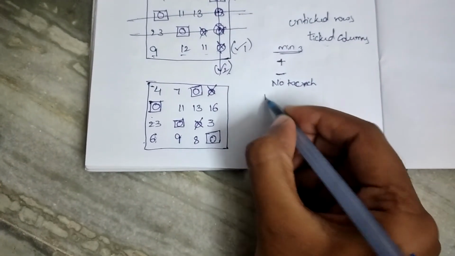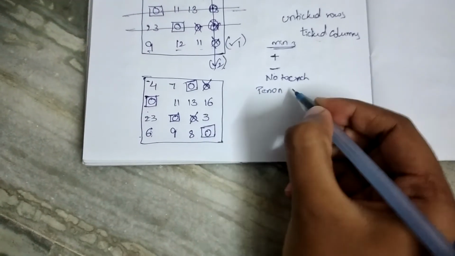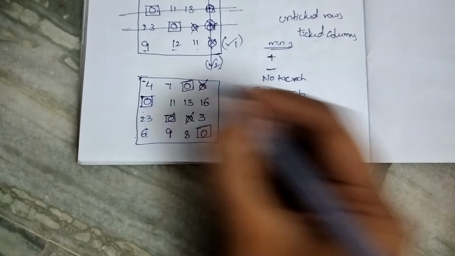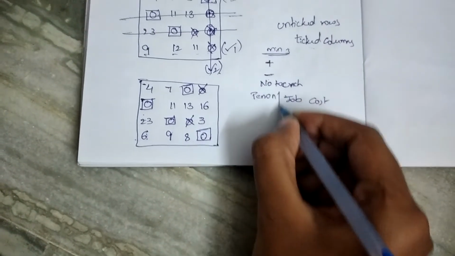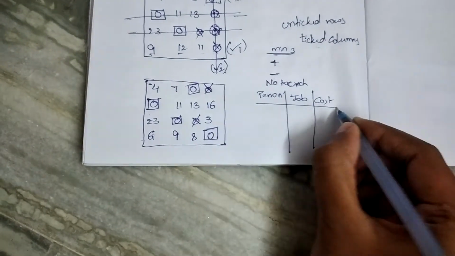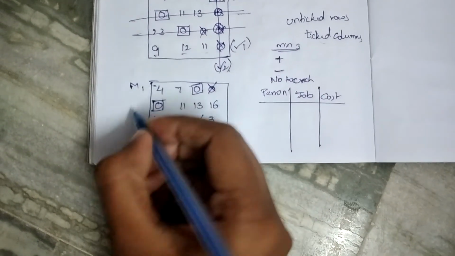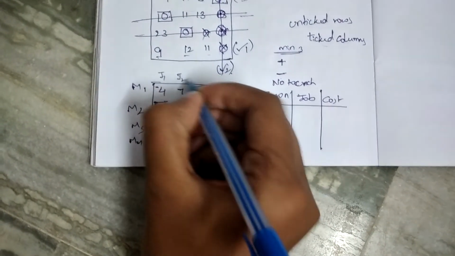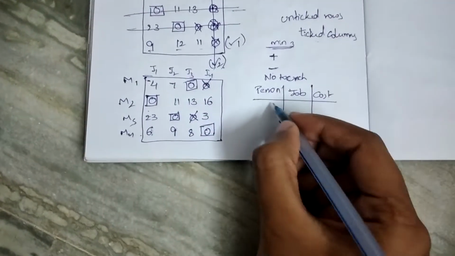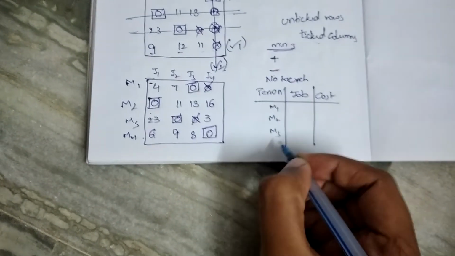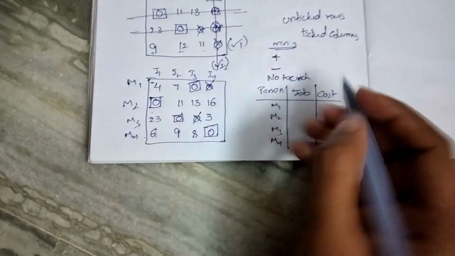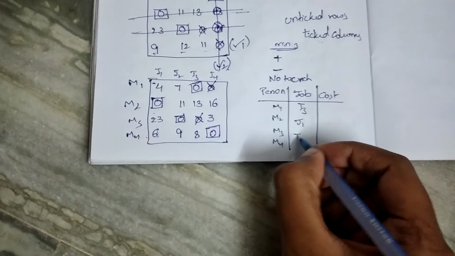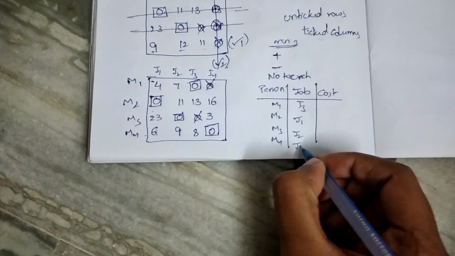Then now we have to find out the optimum cost, that is person, job and cost. We have already seen this in the assignment model, so we repeat that problem. Here persons in the first column are M1, M2, M3, M4, and jobs J1, J2, J3, J4 in the given matrix. So M1 is assigned job J3, M2 is assigned job J1, M3 is assigned job J2, M4 is assigned job J4.